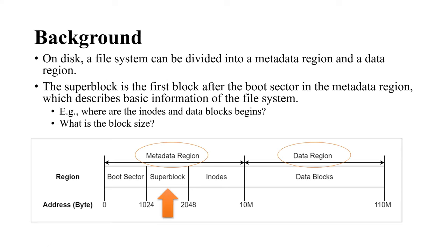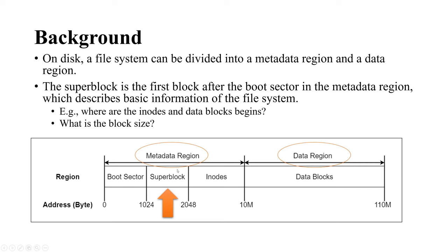Firstly, let me introduce some background of the super block. As you know, in the file system we have a metadata region and a data region, and the disk is implemented this way. Today we focus on the metadata region, and inside it we have two very important data structures, the super block and the inodes. In today's lab, we will talk about the first one, the super block, and in lab 5, we will talk about the inode.